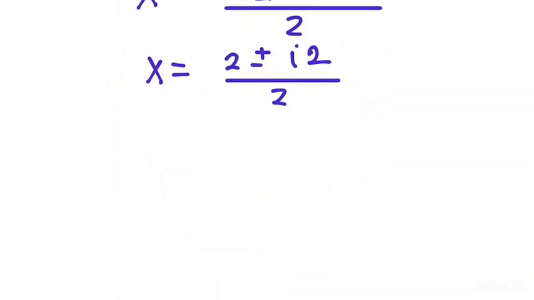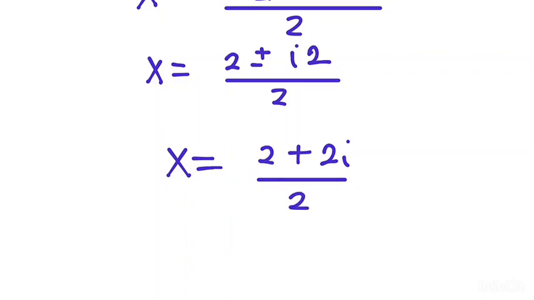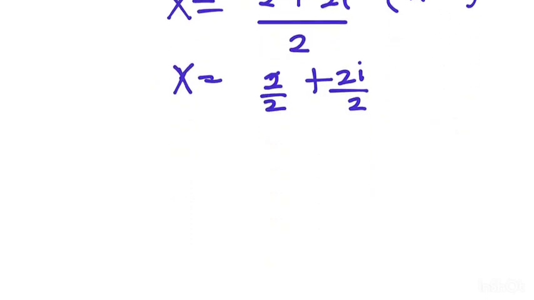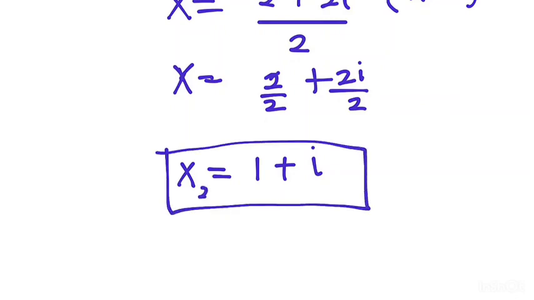So from there, we're going to have x equals 2 plus or minus 2i over 2. That is when we take the plus sign. So we're going to have x equals 2 over 2 plus 2i over 2. So you see that this gives us x equals 1 plus i. So we have x to be this.